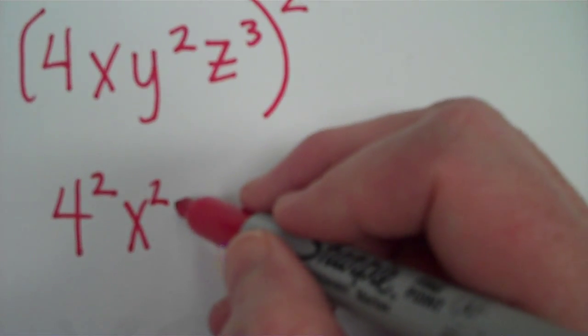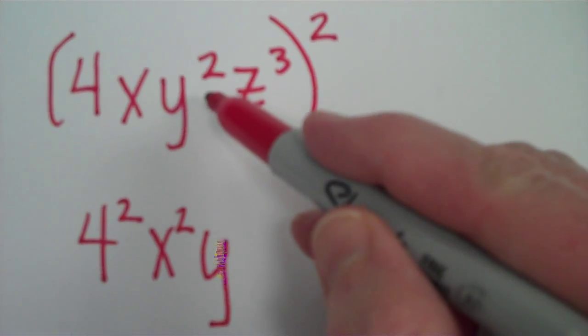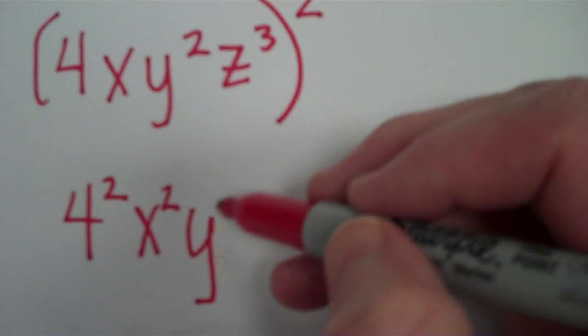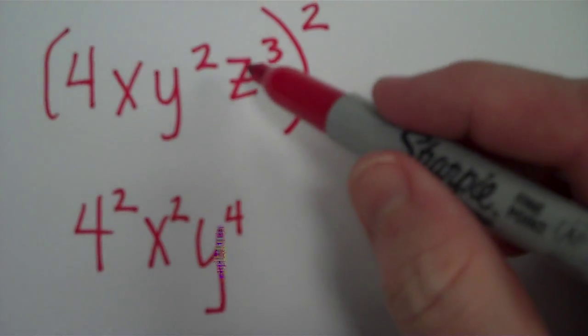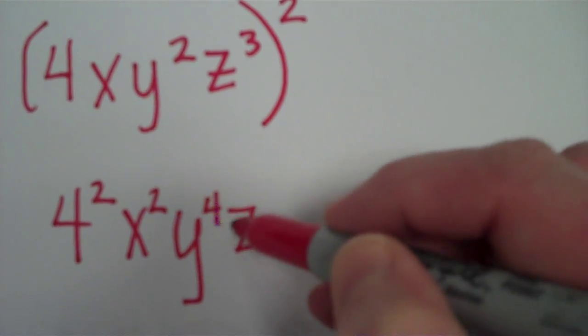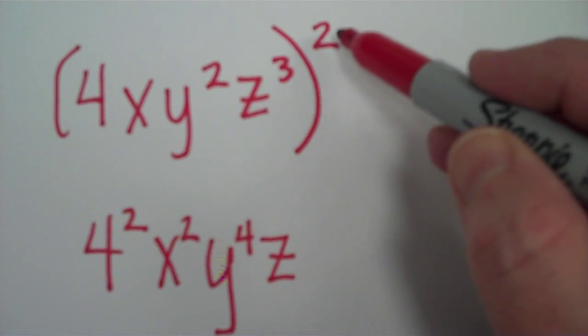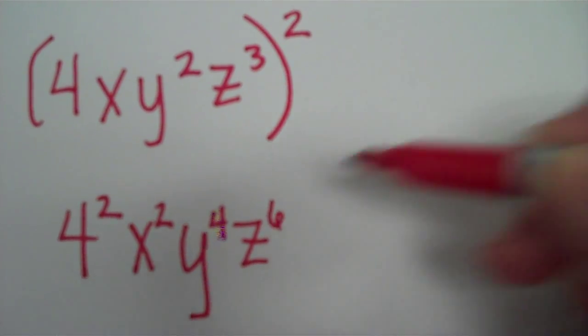Then we take our next base, which is y. The exponent of y is 2. We're raising it to the second power. 2 times 2 is 4. So this is y to the fourth. And then finally, our last variable is z. The exponent to z is 3. We're raising it to the second power. So 3 times 2 is 6.